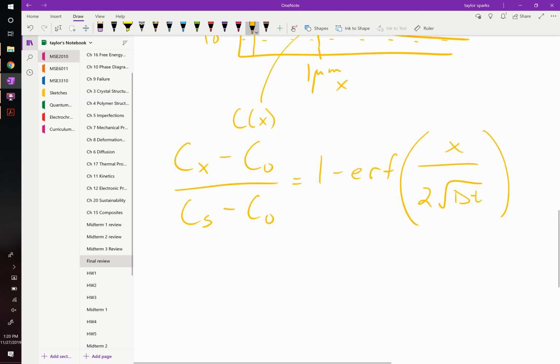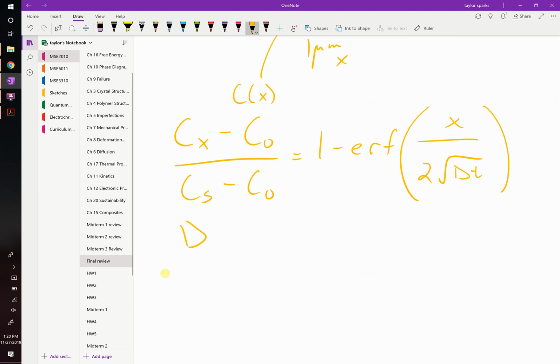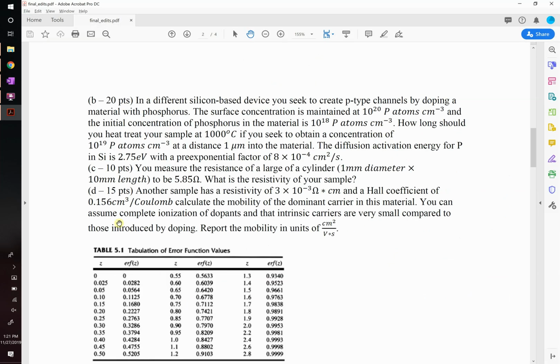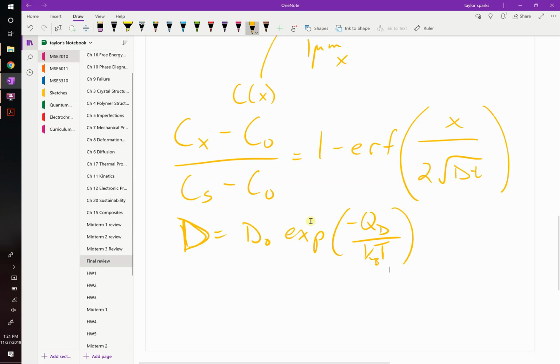What about D? Well, we know for diffusion that the diffusion coefficient D is equal to D naught multiplied by the exponential of minus the activation energy for diffusion divided by thermal energy, kBT. And it tells you in the question, the activation energy, 2.75 electron volts. Because that's given in electron volts, you know that it's going to be k as opposed to R, right? An electron volt is an energy per atom, not per mole. Joules are per mole, basically. So you know it's going to be kBT.